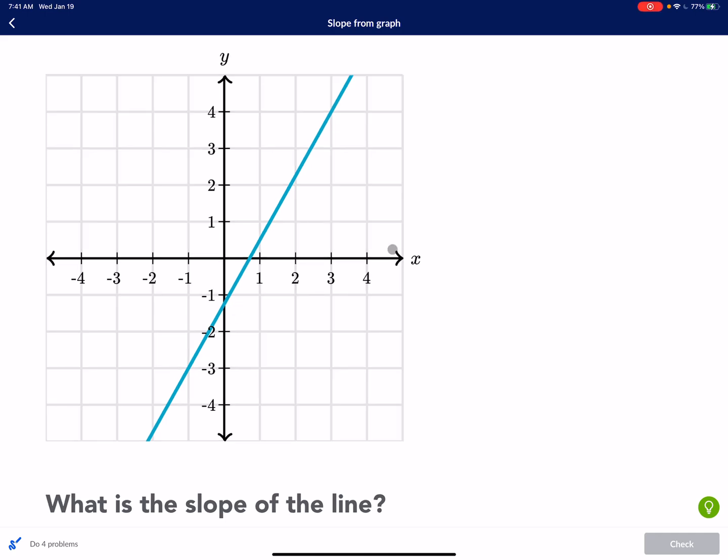Hello everyone, so we will take a look at finding the slope from a graph. So let's take a look.